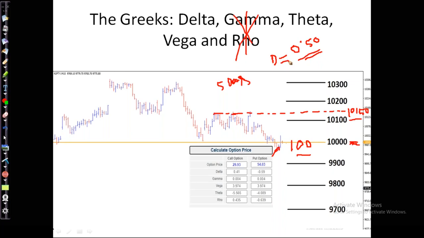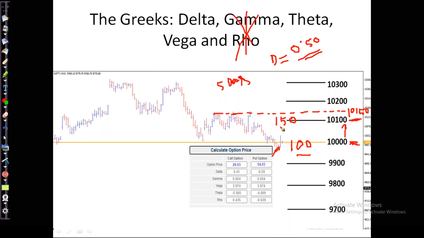So what is the meaning of that? Delta is 0.5. What is the meaning? Listen carefully, those who are not able to understand. If price goes up 100 rupees, and delta is showing 0.5, this option premium will go up from 100 to 150.